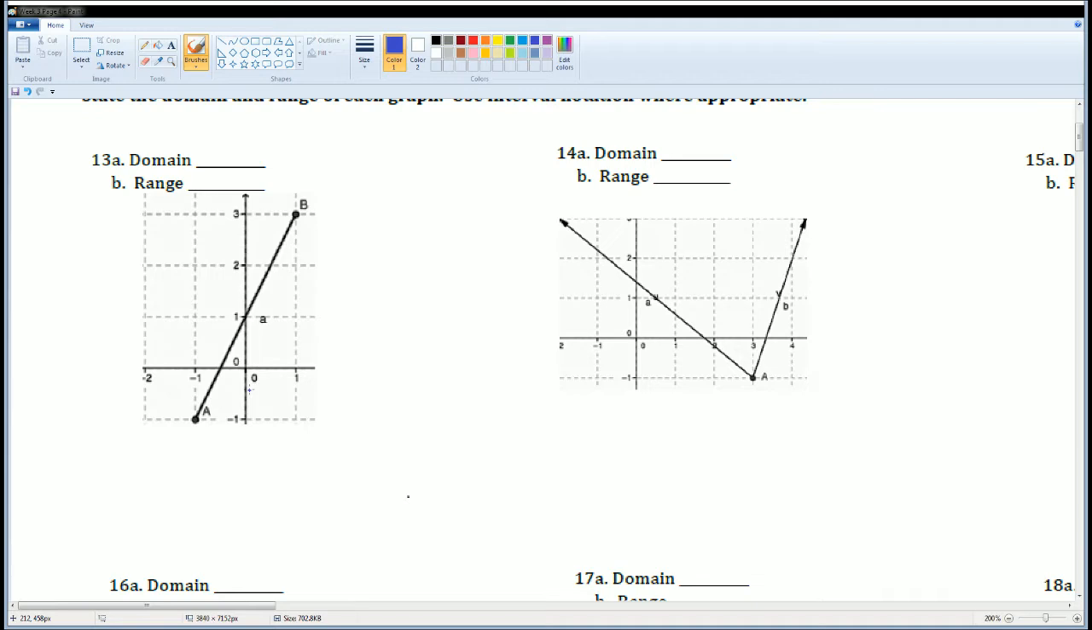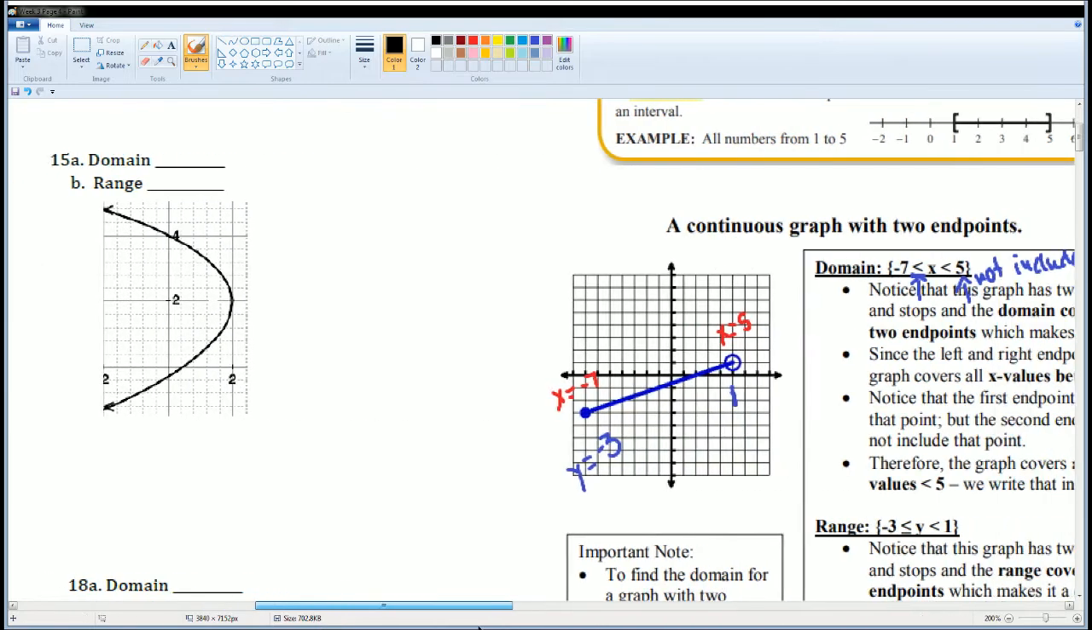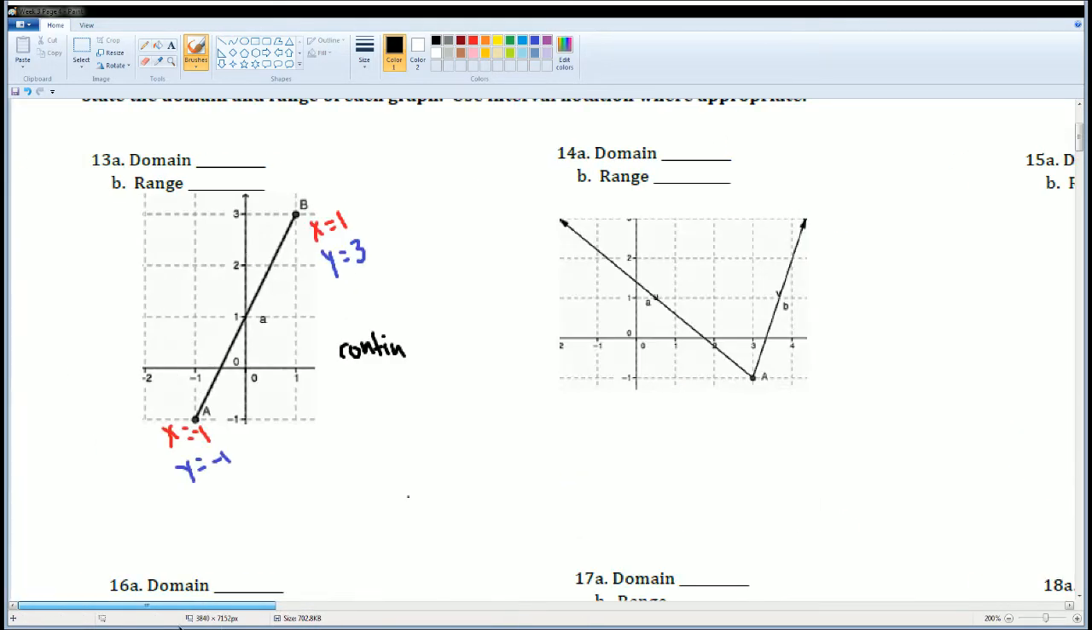So the first one, let's take a look. Let's label: our x here is -1, and our x here is 1. Our y here is -1, and our y here is 3. This is continuous. How do you spell continuous? All right, this is continuous.